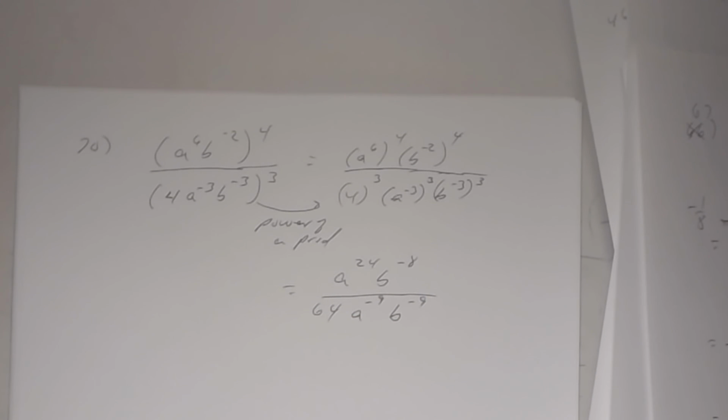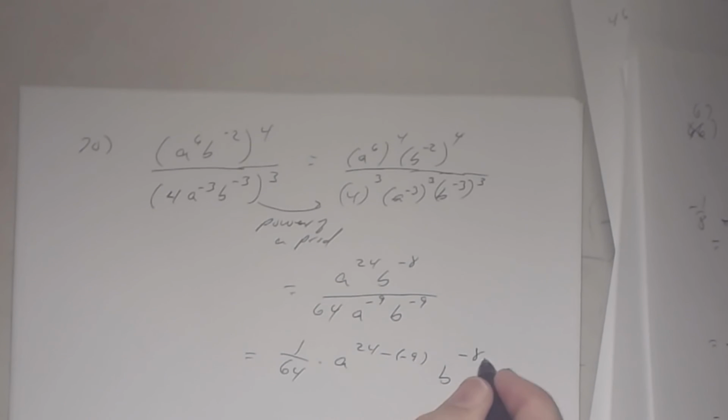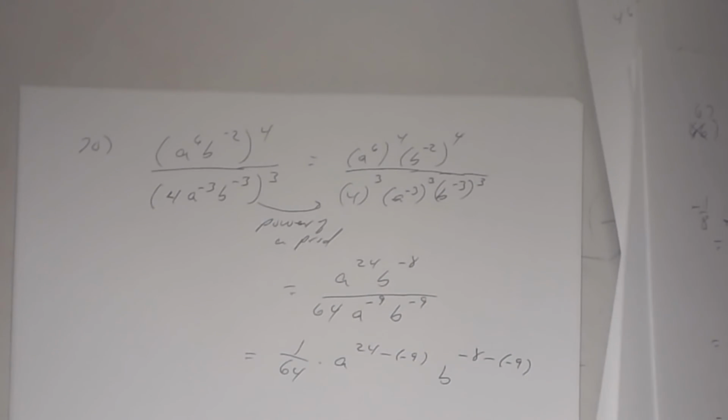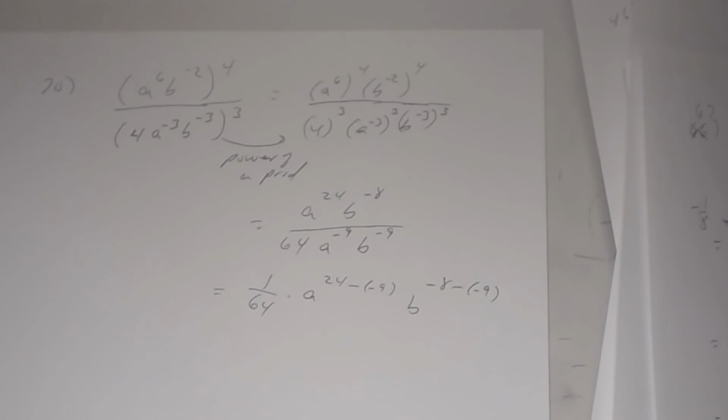Okay. Now not only have we parentheses, but what rule do you think you use next? Quotient rule. So the coefficients stay where they are. What's the coefficient in the numerator? 1. Coefficient in the denominator. All right, so do you agree I can write this as 1 over 64 at this point? Okay, now let's use the quotient rule with the a's. There'll be a to the 24, subtract what? Negative 9, got to be careful. b to the negative 8, subtract what? Negative 9, good. All right, so that's where I'm at.